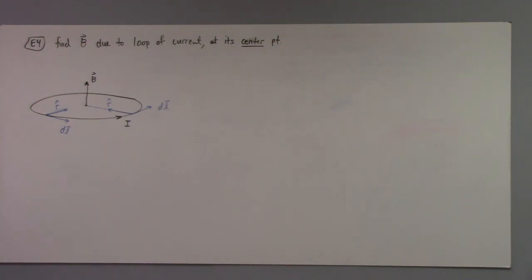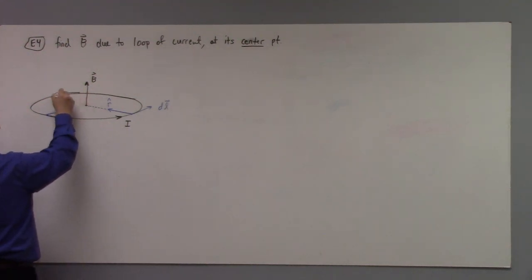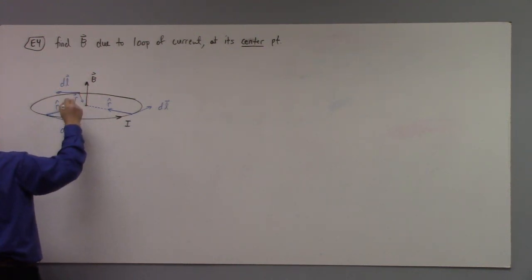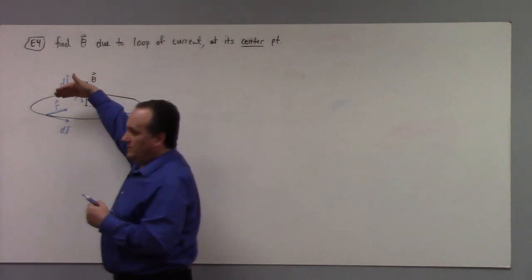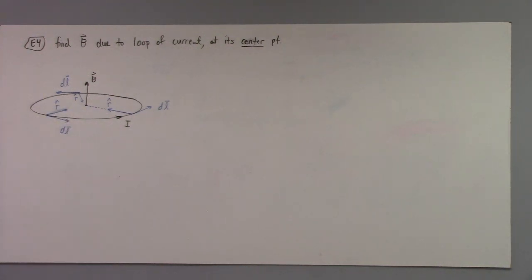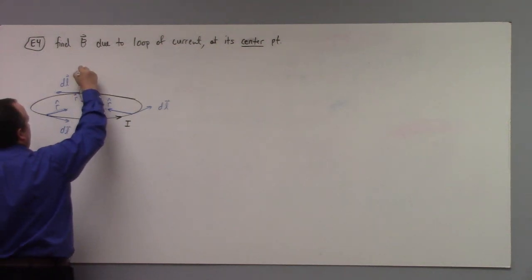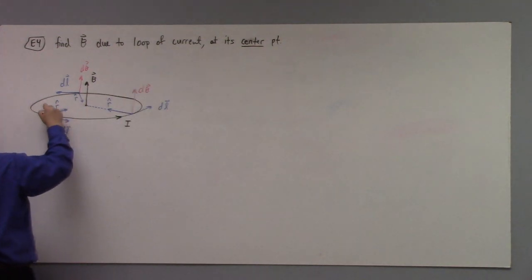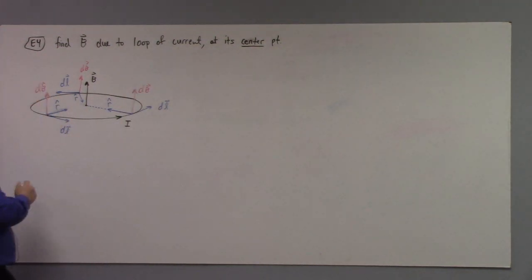dL crossed into r hat is still straight up. It doesn't matter where you imagine yourself on this loop. Back here, dL cross r hat is again straight up. So no matter where you imagine the current segments, they're all giving you a little dB that points straight up. You see that? So when we add these up, we're going to get a net magnetic field that's going up.